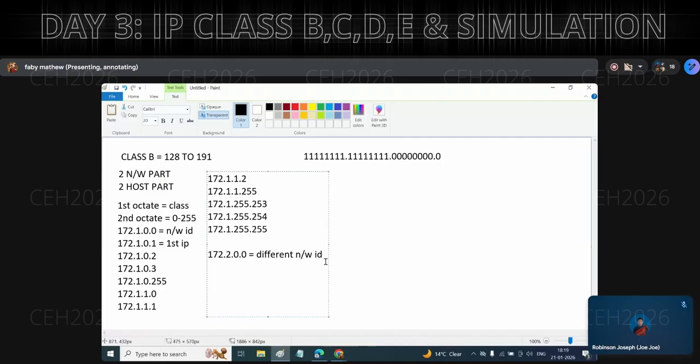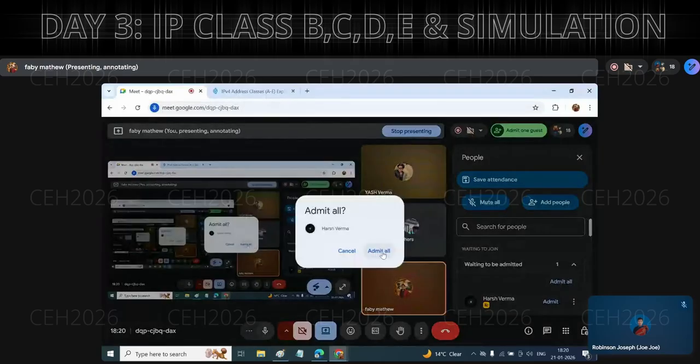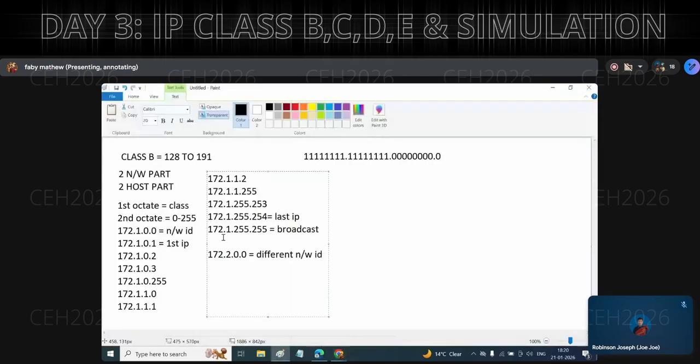Basically this is the largest, 172.1.255.255. This is your last IP address. This is your broadcast address. And this is your different network ID. See, in class A there is only one host part. In class B there are two host parts. So that's why the IP addresses end here. We are only able to increase the bits in the last two octets. The second octet belongs to the network part, so we are not able to increase it.